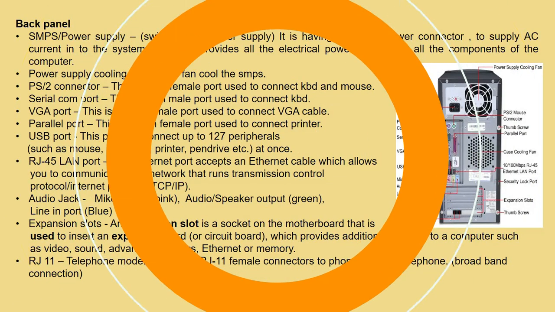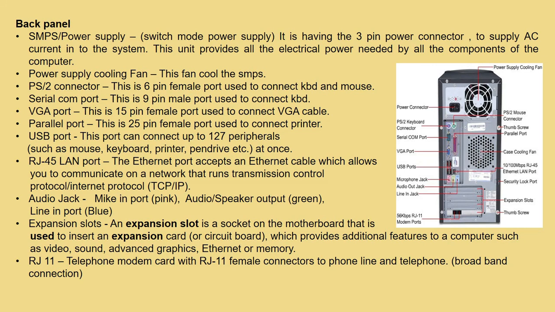Next is your back panel. Here, on your system's back panel, you have lots of options like the SMPS or power supply, then the power supply cooling fan, PS2 connector, serial COM port, VGA port, parallel port, USB port, RJ45 LAN port, and along with that the audio jacks, expansion slot, and RJ11.